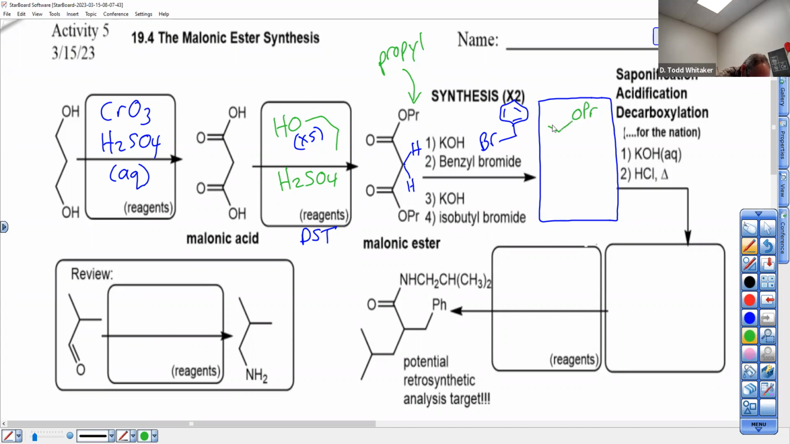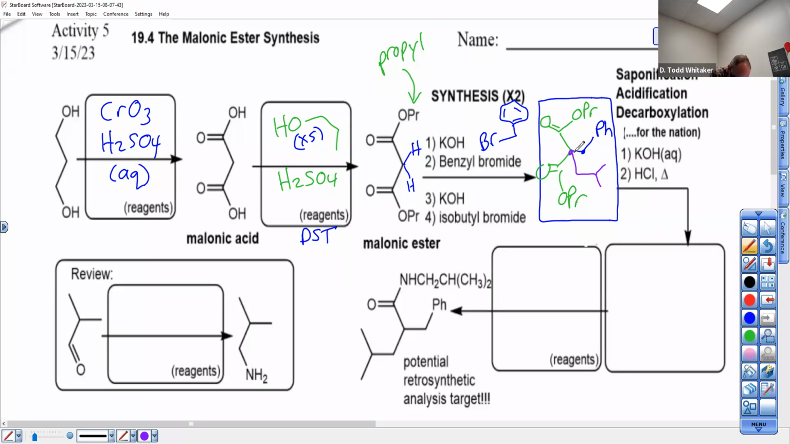OPr, carbonyl, OPr. So the first two steps do this, correct? And then step 3 takes the second H off, and step 4 puts an isobutyl on there. So you did 2 syntheses. That's why it says ×2 up there. There's your isobutyl. And you already have that written there.